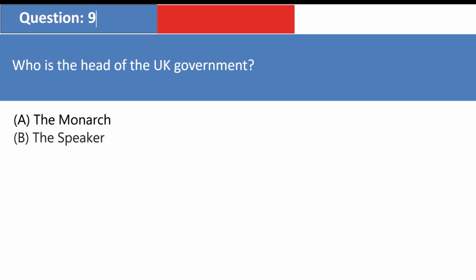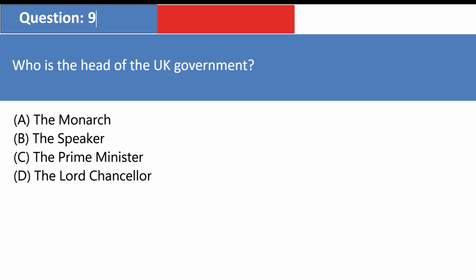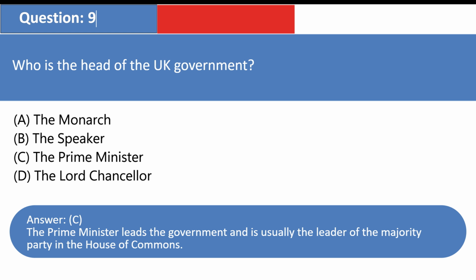Who is the head of the UK government? A. The monarch. B. The Speaker. C. The Prime Minister. D. The Lord Chancellor. Answer: C. The Prime Minister leads the government and is usually the leader of the majority party in the House of Commons.